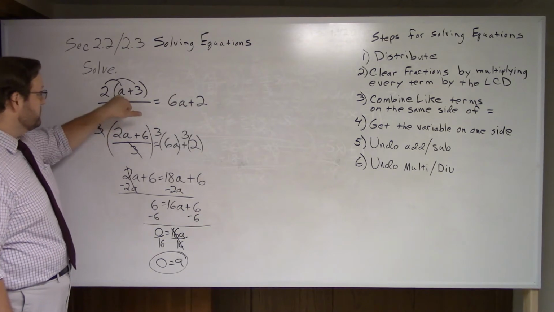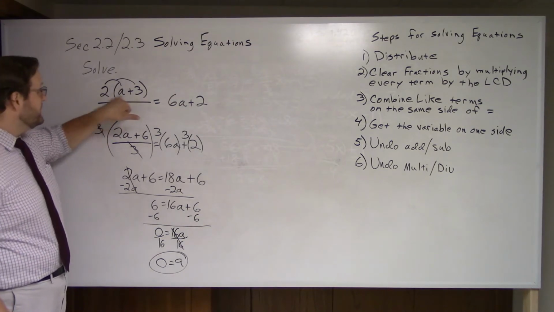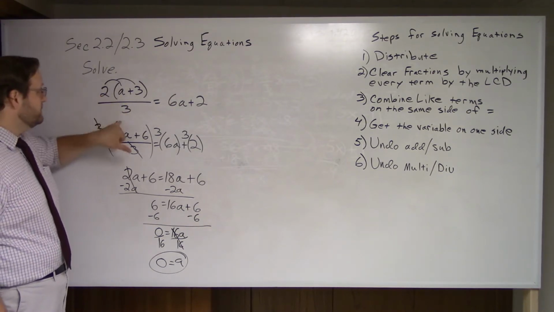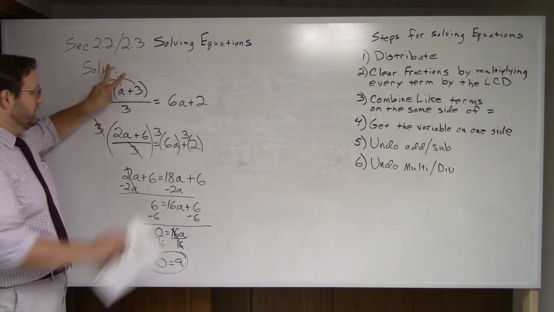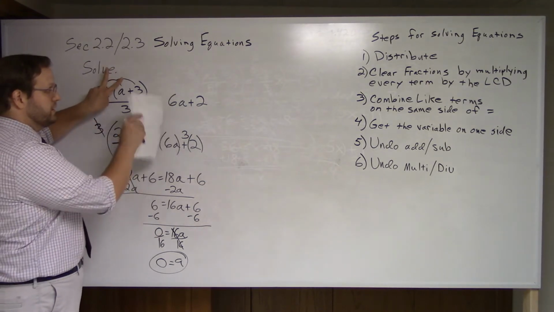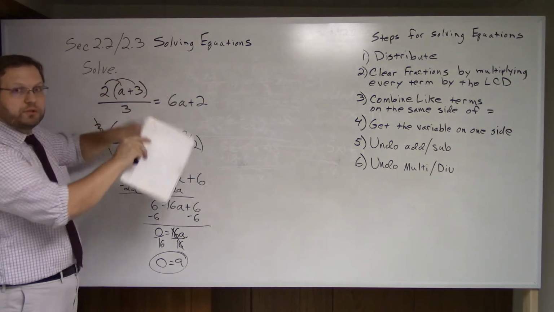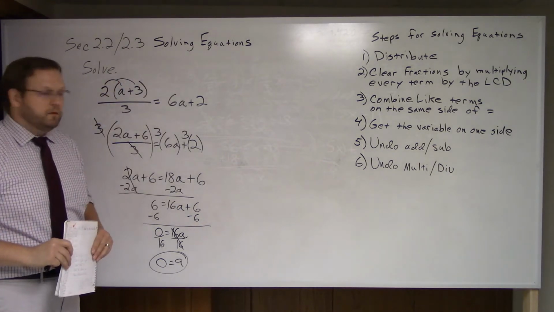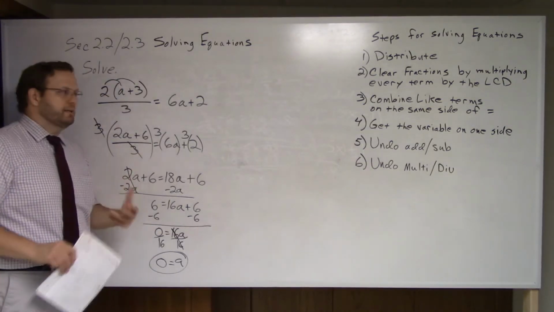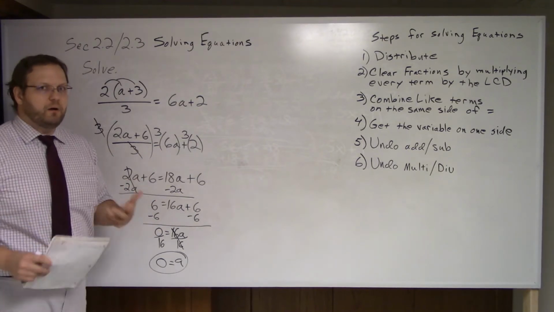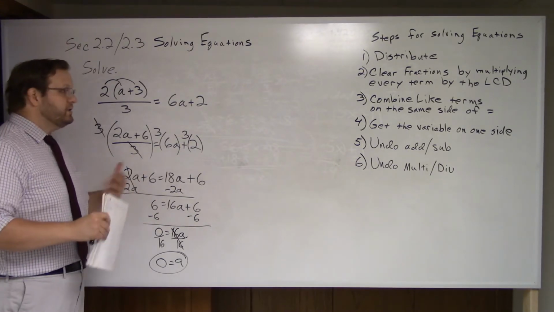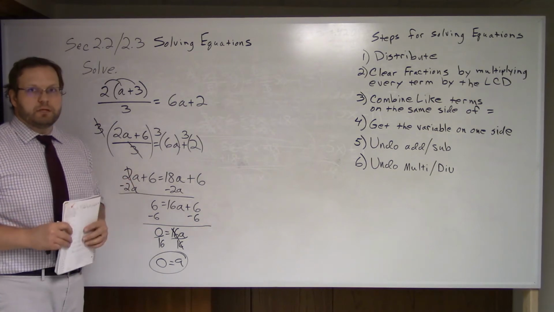If I plug in a 0, 0 plus 3 is 3. 3 times 2 is 6. 6 divided by 3 is 2. 6 times 0 is 0. 0 plus 2 is 2. 2 equals 2. Our answer's good. Okay, so check as you go. Check at the end. Always be practicing all these different processes. And then as you do more and more of them, it's going to be a breeze.